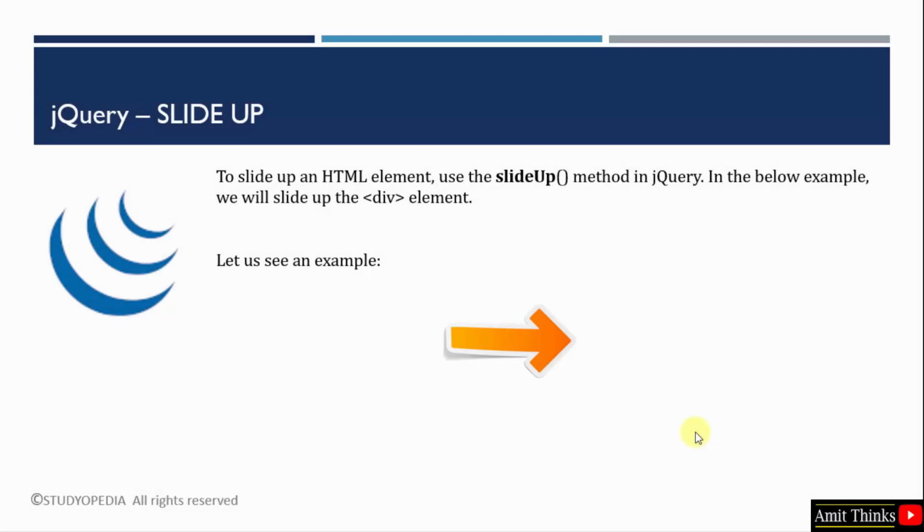Now guys, we will see how to work around the slideUp method. This will do the opposite. That means this will slide up an HTML element and we'll be using the slideUp method. We'll be showing the same div and we will perform the slide up effect on it. Let's see the example.